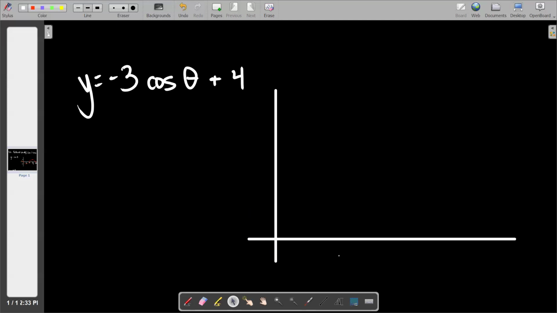Because think about where the midline is going to be. At 4. Good. At up 4. And then what's the amplitude? 3, right? The stretch is times 3. So the first thing I want to do is just be smart about my y-axis. What's the highest this graph will ever get? Nice job, 7. And what's the lowest it will ever get?